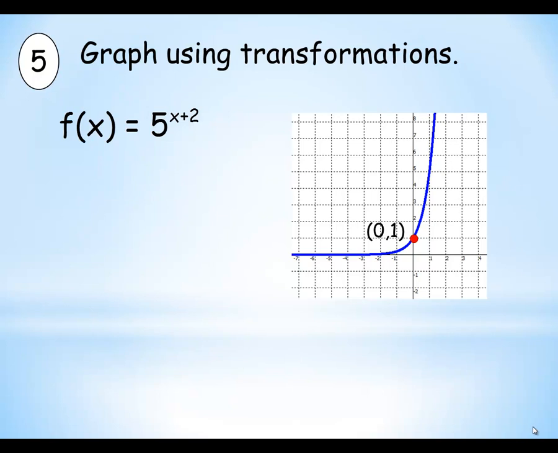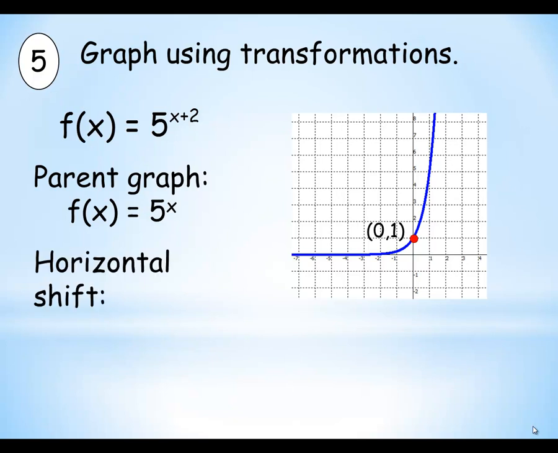All right, so here is f of x equals 5 to the x plus 2. We're asked to graph using transformations. So we begin with the parent graph y equals f of x. The horizontal shift, as you know, will be -2. Why is that? Because here we see x plus 2, and we know to write the opposite, -2.